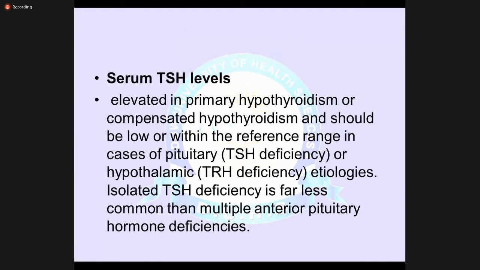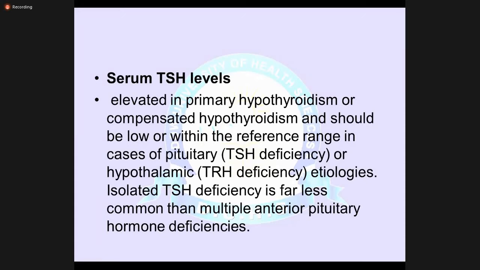Serum TSH levels are elevated in primary hypothyroidism or compensated hypothyroidism because of some deficiency of thyroxine. Because of any reason, whenever there is deficiency of thyroxine, the anterior pituitary starts producing more thyroid stimulating hormone. So if you see elevated thyroid stimulating hormone levels, you should consider primary hypothyroidism or compensated hypothyroidism.